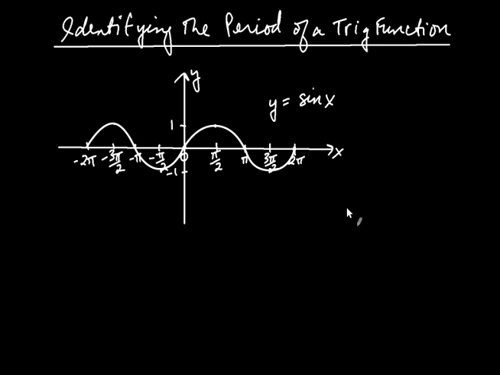Here we're going to talk about identifying the period of a trig function. So here I've graphed two cycles of sine, right? So here's one cycle, and then here's the second cycle. Now the period of sine is 2 pi, and so you see people often do this.